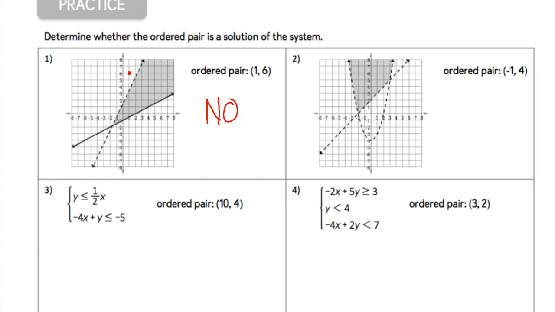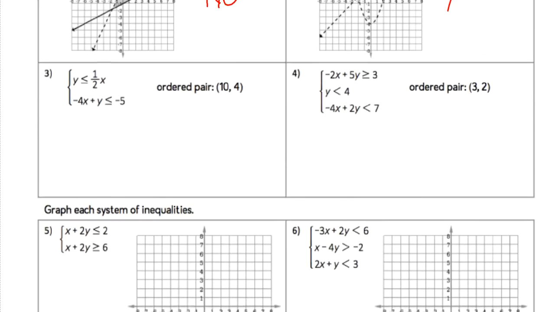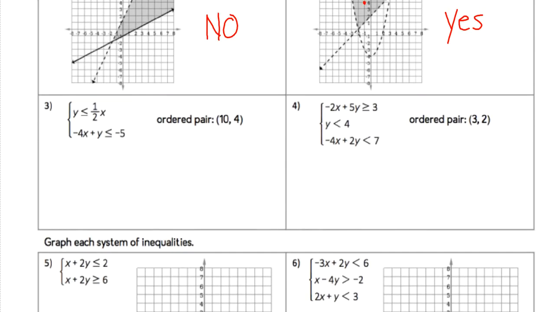For number 2, the ordered pair is -1, 4. I can see that that one is inside both shaded regions. So that is a yes. For the second 2, we are not given the graph. We are given the inequalities. So we're going to check algebraically if this XY pair works.